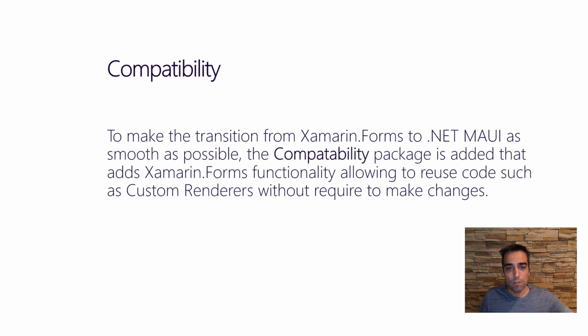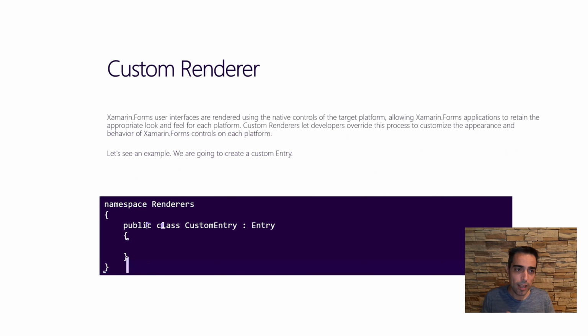To make the transition from Xamarin Forms to .NET MAUI as smooth as possible, we included a compatibility layer that is not more than a subset of the Xamarin Forms custom renderers APIs, to allow you to reuse all that code from renderers without requiring big changes. At the end, the idea is that you can reuse all the code of the renderers with exactly the same API, only changing some namespace. So let's take a look.